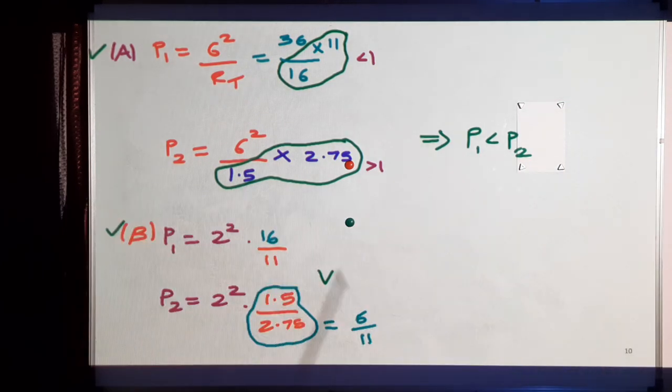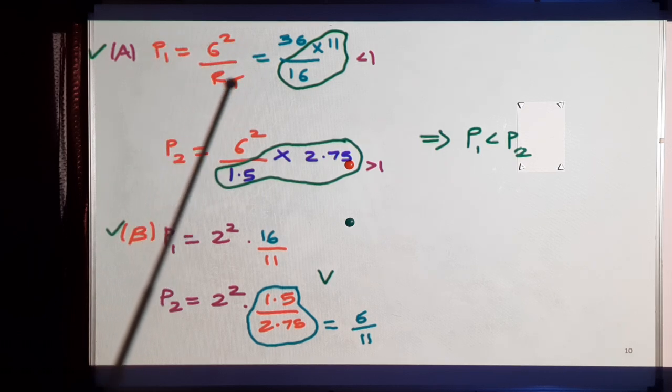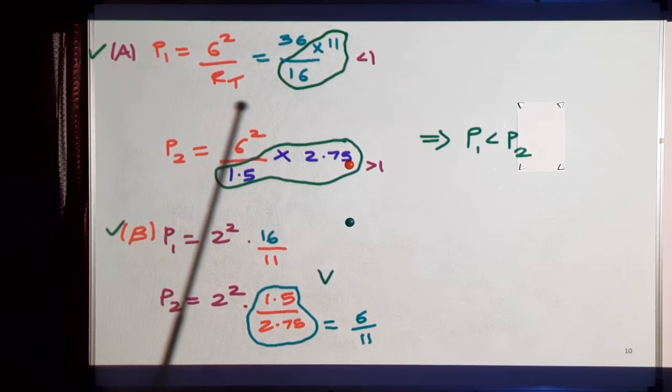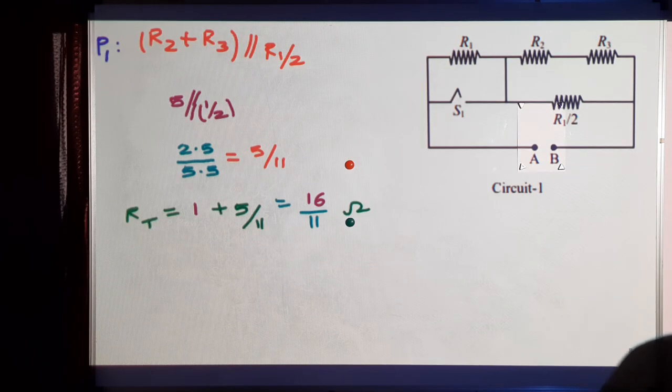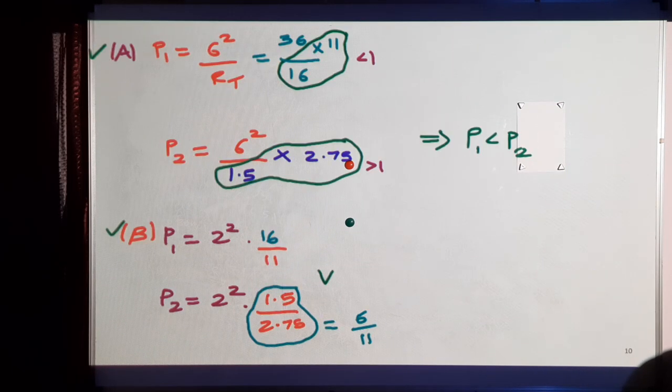Option A compares P1 and P2 when a voltage source of 6 volts is connected. So V square by R, and the total resistance in the first circuit when the switch is open is calculated as 16 by 11. And for P2, with the voltage source, the total resistance is 1.5 by 2.75. So obviously P1 is more compared to P2. This is less than 1, this is greater than 1. So statement A is true.